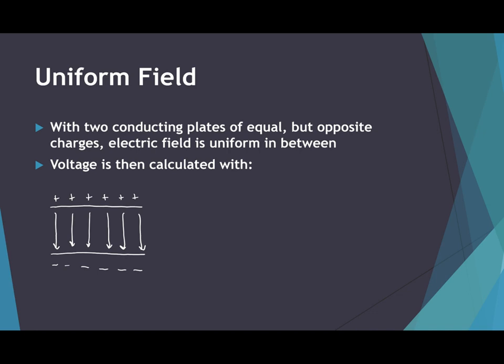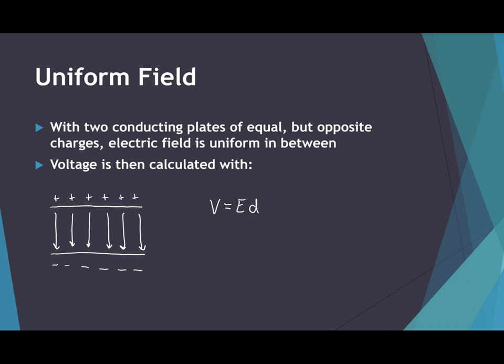So the electric field is uniform throughout, doesn't vary with distance, but it's definitely dependent on the separation distance between the plates. And voltage is then calculated as V equals the electric field times the distance between the two plates. V equals E times D, where D stands for the separation distance between the plates.